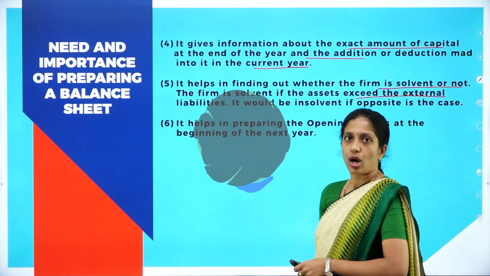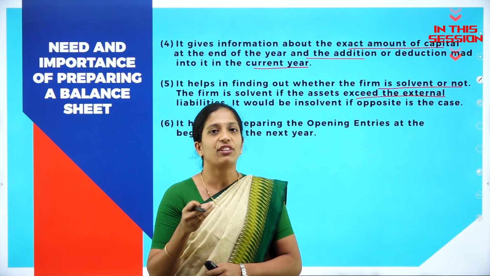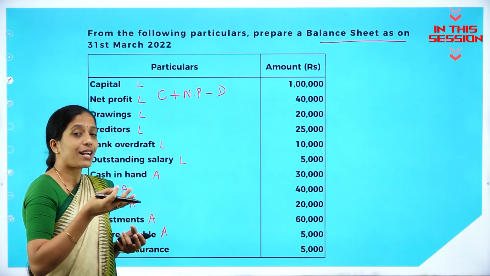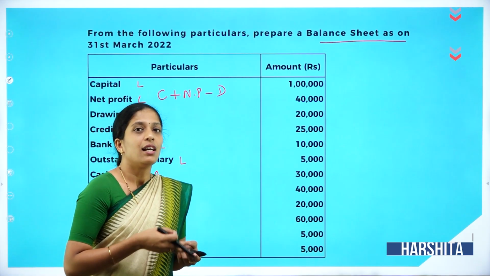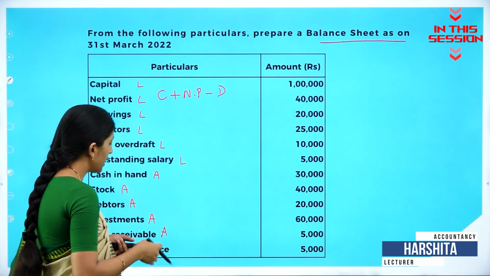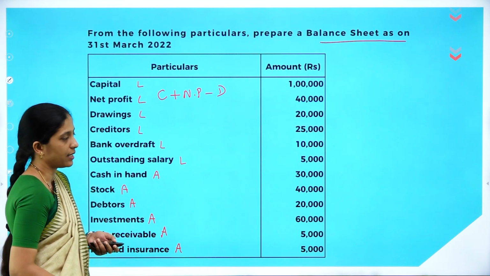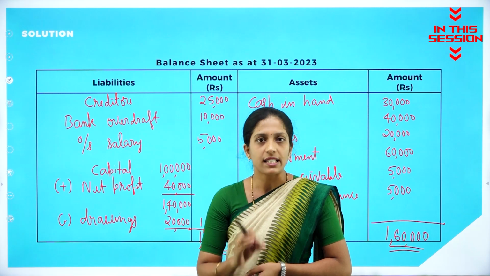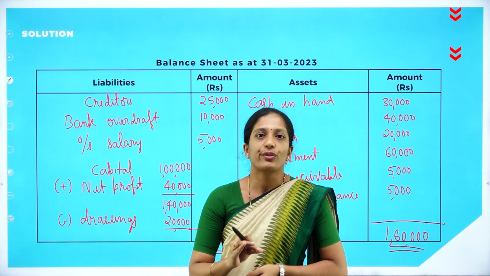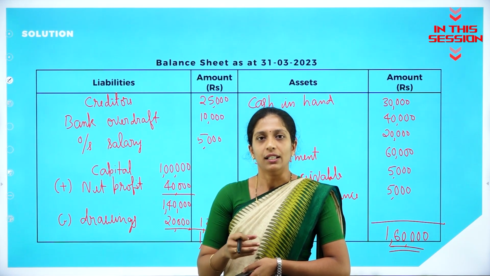So how do we check the solvency of a business firm? If the asset is more than the liability, then the firm is said to be solvent. Outstanding expenses is liability, then outstanding income is asset, prepaid expenses is asset, prepaid income is liability. So this is asset. Balance sheet is not an account, it is a statement. Why is it prepared? In order to know the financial position by taking all the assets and liabilities of the business.